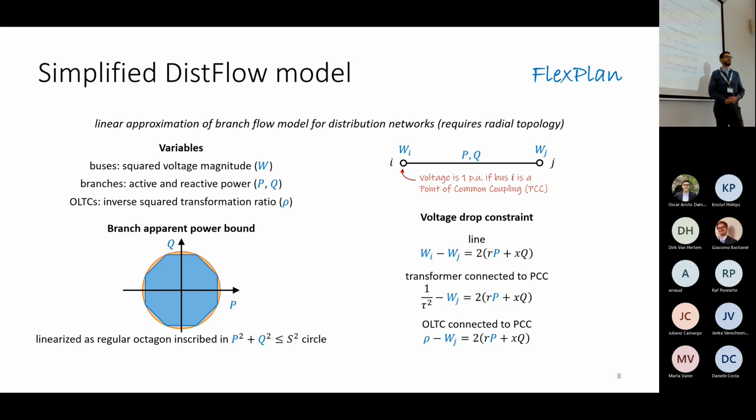We consider a transmission power flow model where the voltage angle is a variable, but the voltage magnitude is fixed. On the contrary, in distribution, the voltage magnitude is a variable and the voltage angle is fixed. So this opens the possibility to consider also transformers and on-load tap changers in a linearized way, as shown.